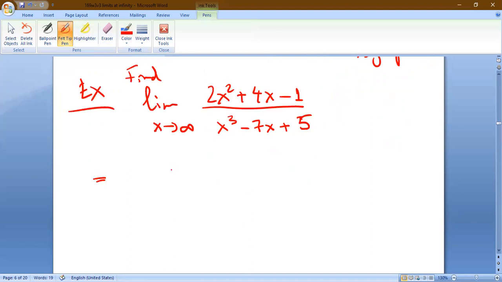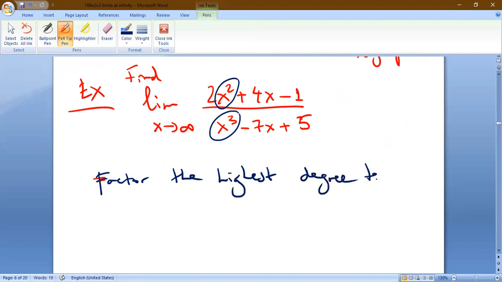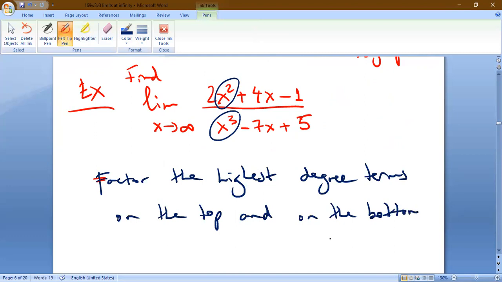Now, in these kinds of problems, we factor the highest degree term. So we factor the highest degree terms on the top and on the bottom. So the numerator and the denominator. By top, I mean numerator. By bottom, I mean denominator. Why do I factor the highest degree terms? Because when x gets very, very large, positively or negatively, the highest degree terms are going to dominate the top and the bottom. So x squared is going to grow faster than 4x or other terms. Or x cubed on the bottom is going to grow faster than the other terms. So we factor those terms.